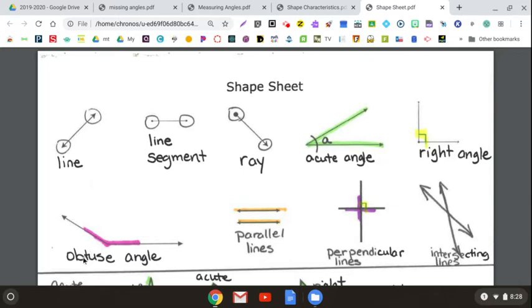After that, we have an obtuse angle, obtuse. I coded that in purple. And remember, an obtuse angle is your big wide angle. It's greater than 90 degrees, but less than 180.